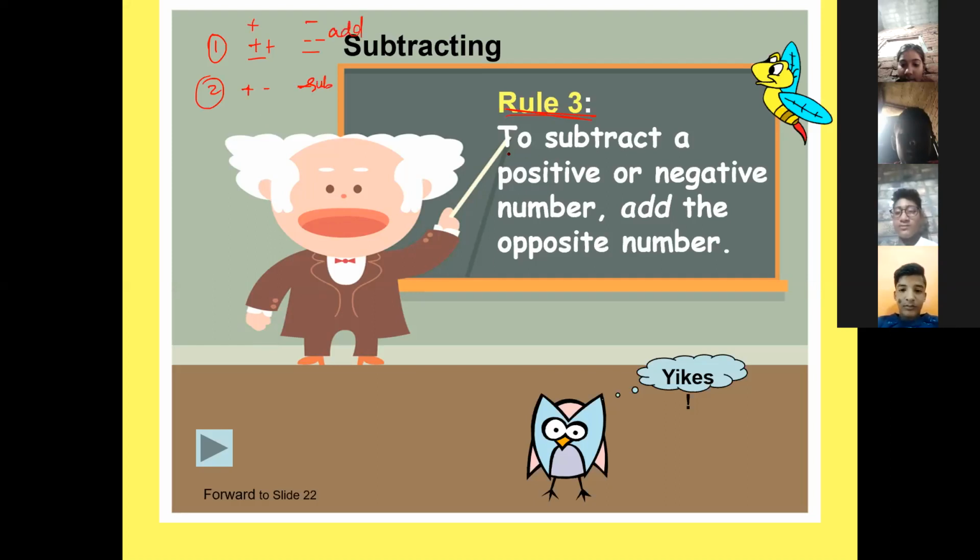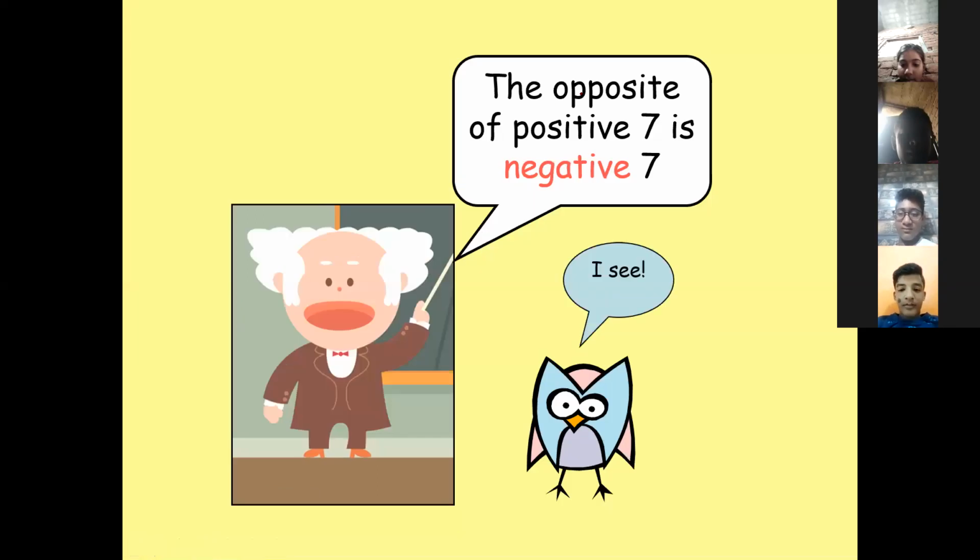Now rule number 3 is: to subtract a positive or a negative number, add the opposite number. For example, the opposite number of +7 is -7. We all know this very well. Okay, and the opposite of positive 5 is negative 5, the opposite of positive 10 is negative 10, the opposite of negative 7 is positive 7.